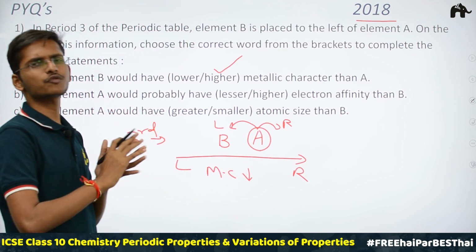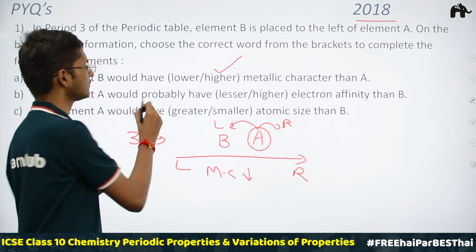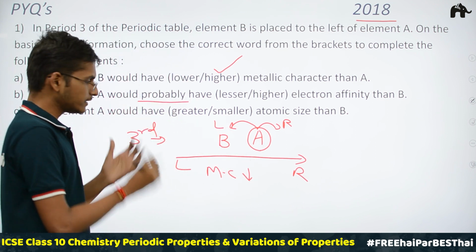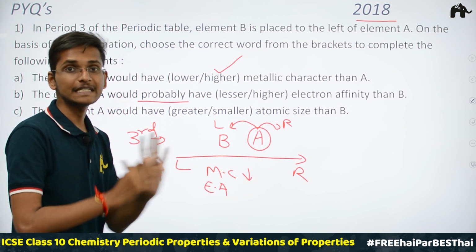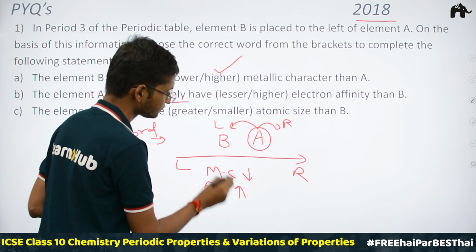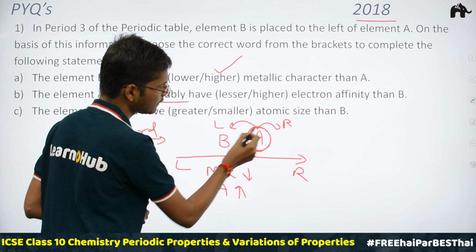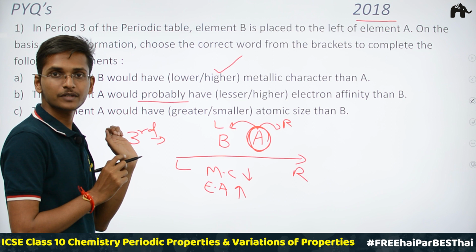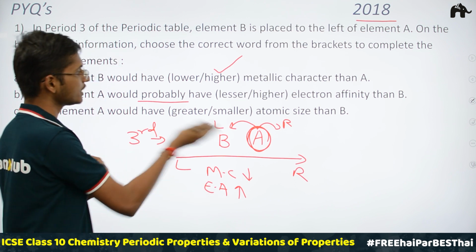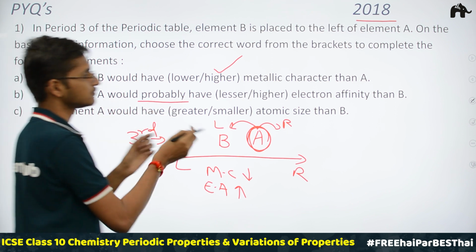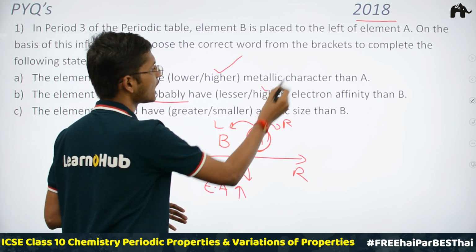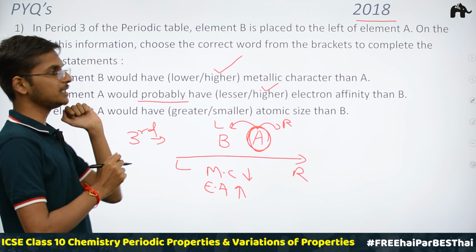Okay, so electron affinity trend is irregular, we know that. That's why they are saying probably. But yes, generally electron affinity, what trend does it show? From left to right, electron affinity increases, right? So now A would have more electron affinity than B, if it is increasing. Now what they are asking us, the element A would probably have more, higher electron affinity than B, correct?